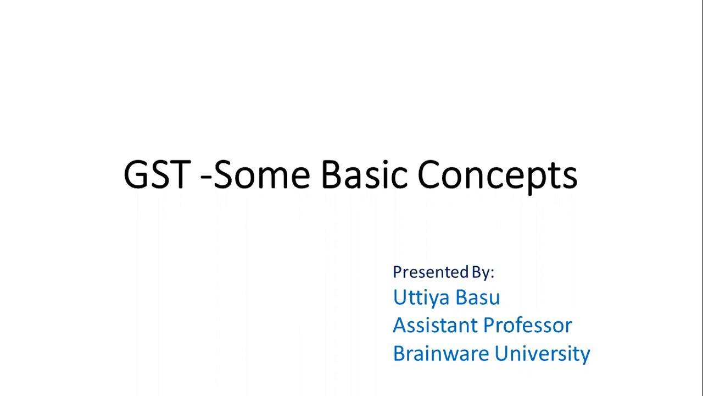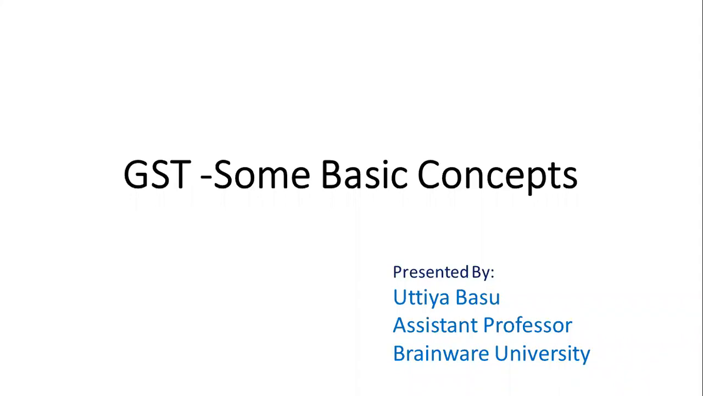Before starting GST, we can say that GST is an indirect tax, or a consumption tax, which is used in India on the supply of goods and services. It is a comprehensive, multi-stage, destination-based tax. Comprehensive because it has subsumed almost all the previous indirect taxes, like VAT, service tax, excise, etc. The tax came into effect on 1st July 2017 through the 101st amendment of the Constitution of India by the Indian government.